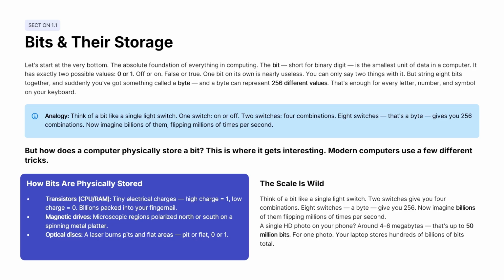Analogy: think of a bit like a single light switch. 1 switch, on or off. 2 switches, 4 combinations. 8 switches, that's a byte, gives you 256 combinations. Now imagine billions of them, flipping millions of times per second. But how does a computer physically store a bit? This is where it gets interesting. Modern computers use a few different tricks.